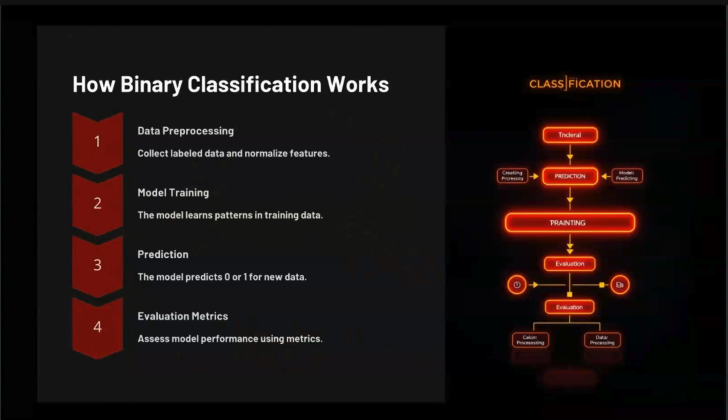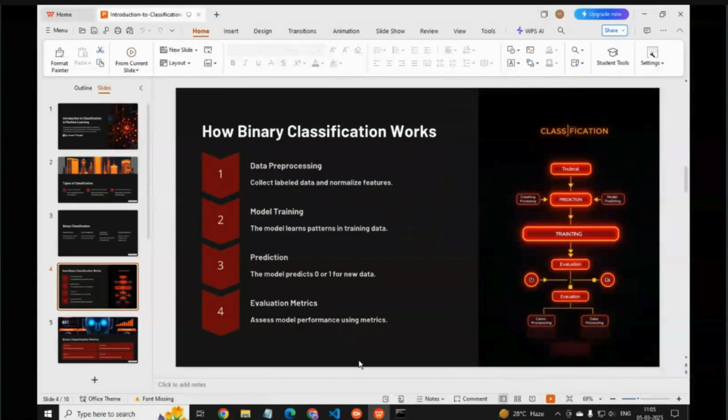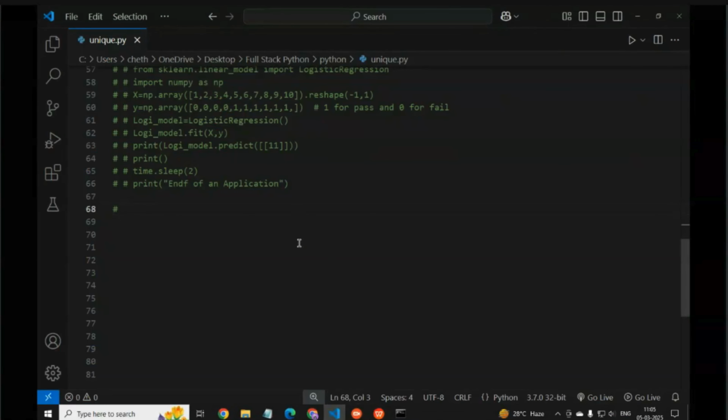Let's see an example for this. We will do the example of spam email detection. Let's see the code for that. Here, first we write the topic: classification.